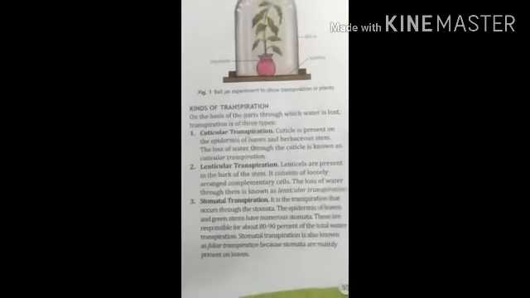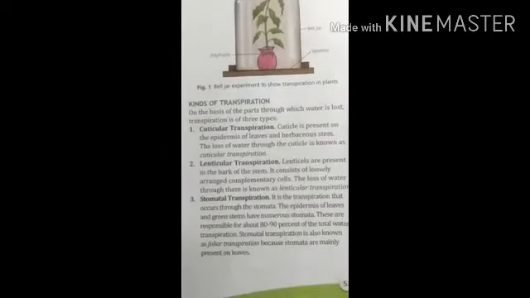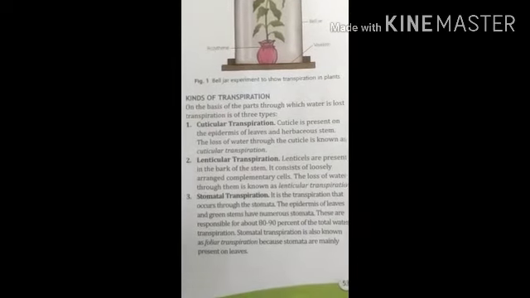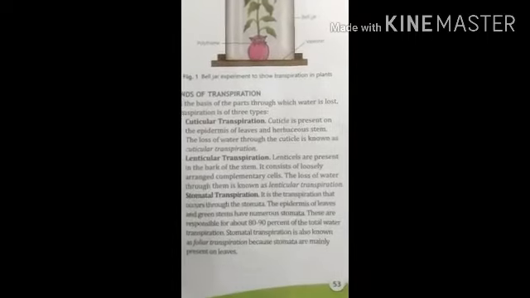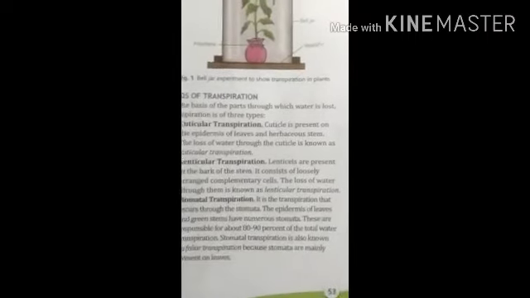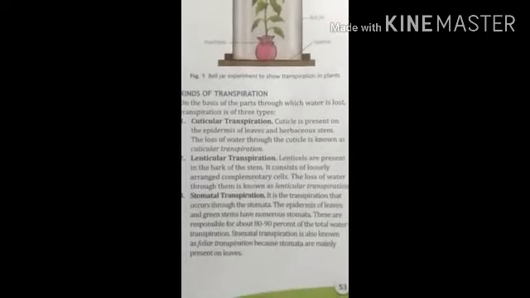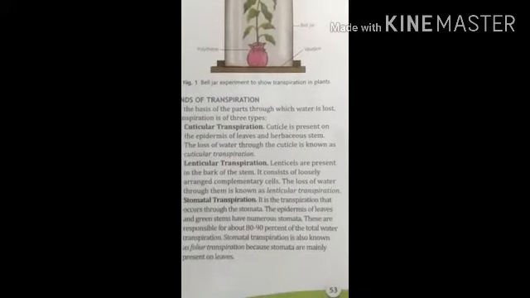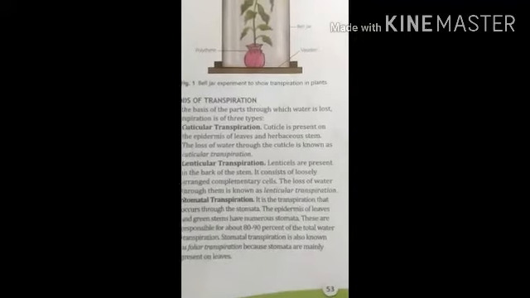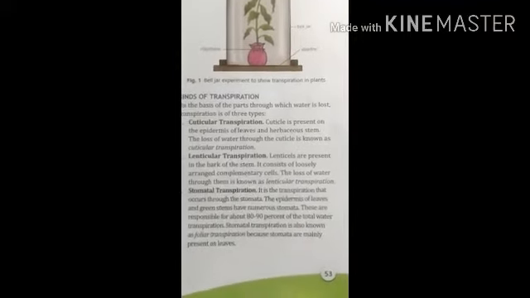Now come to the kinds of transpiration. First is cuticular transpiration. Through the cuticle of herbaceous plants, water is lost. This is cuticular transpiration. Next is lenticular transpiration. Lenticels are present on the bark of a stem, and through the lenticels the loss of water takes place. This is called lenticular transpiration.